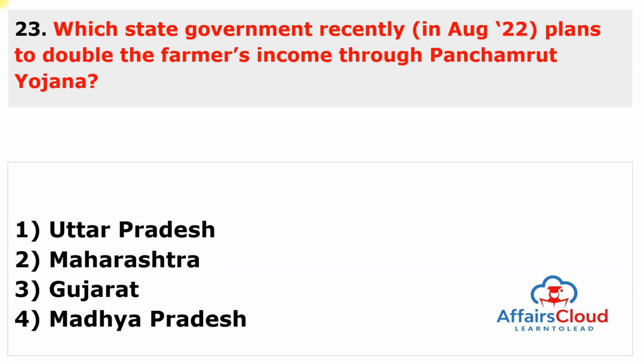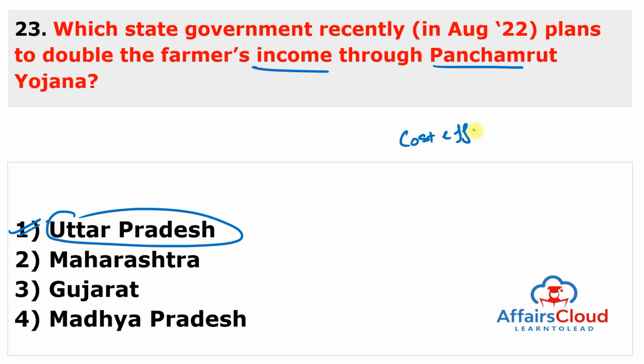Next is, which state government plans to double the farmers' income through the Panch Amrut Yojana? Panch Amrut Yojana, and this is the state of Uttar Pradesh. So the answer of this question is 1. The Uttar Pradesh government is set to launch the Panch Amrut Yojana with the goal of doubling farmers' income through the implementation of cost-effective technical measures and the promotion of co-cropping methods. The scheme has the combined objective of reducing cost through saving water, minimizing use of stubble and the leaves of sugarcane, and sparing use of fertilizers and pesticides.